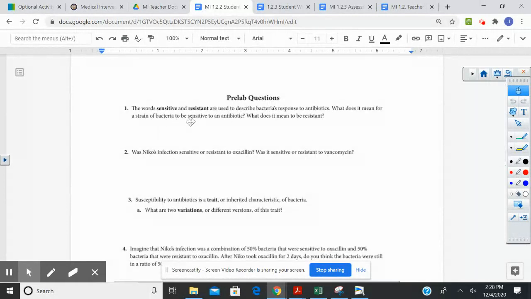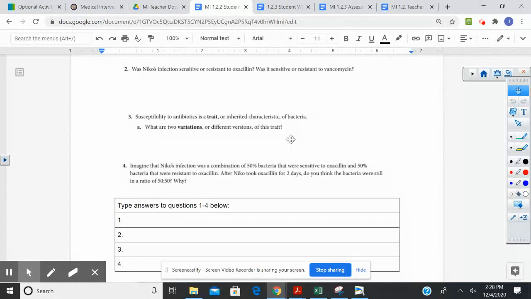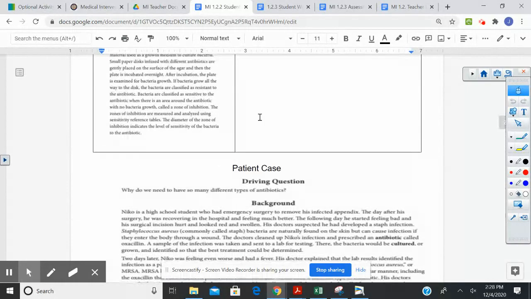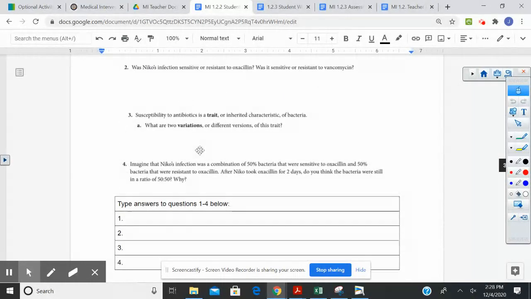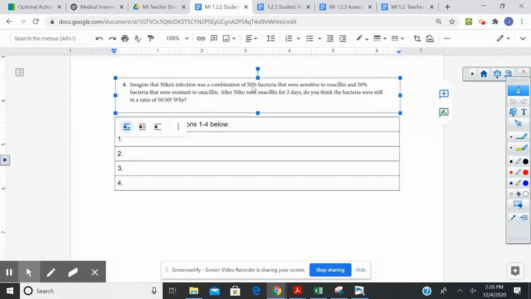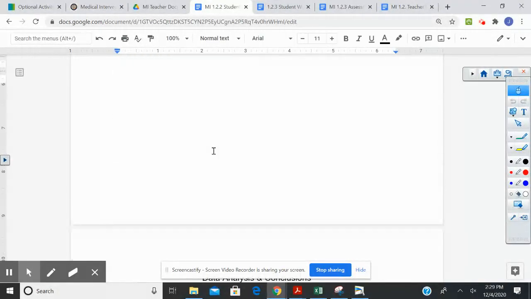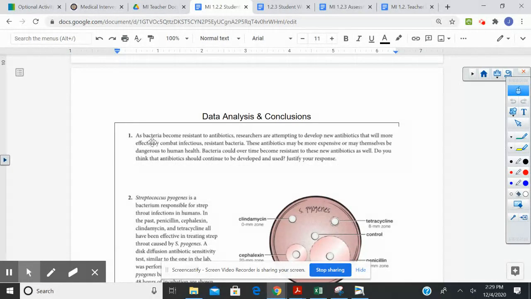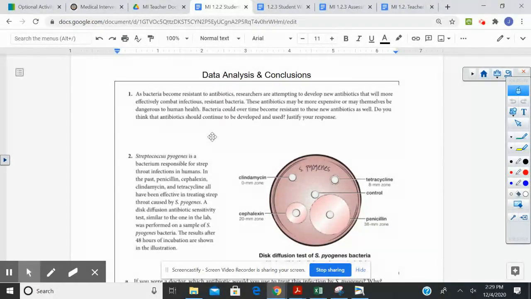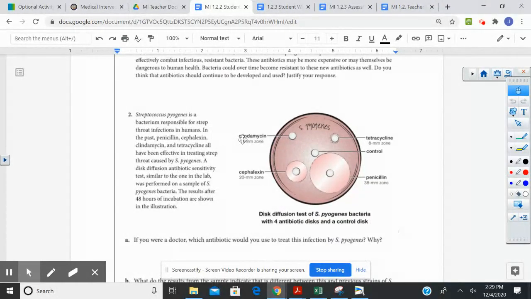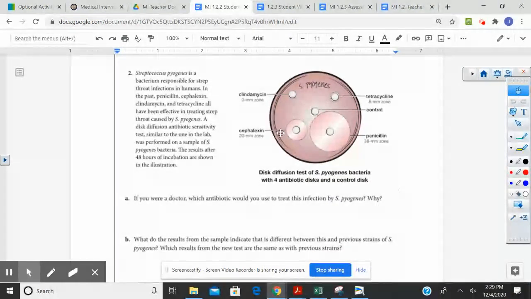All right. So there are some questions here. After you read this background information, you're going to answer these questions. Since these are like screenshots, you're just going to type your answers to the questions here, and then you're going to look at a sample of a lab activity and read through it. For each one, you're going to answer the questions.